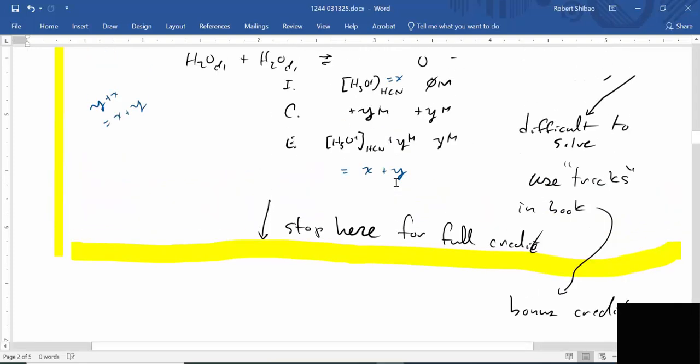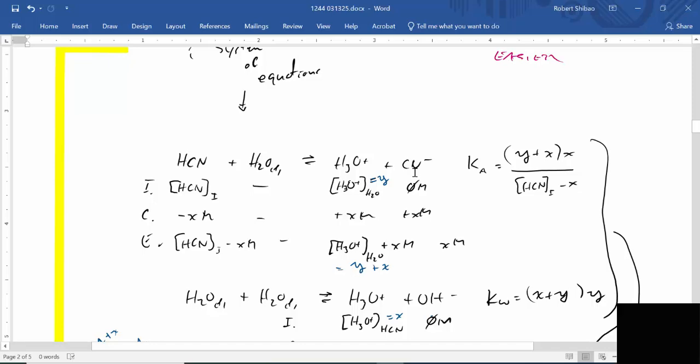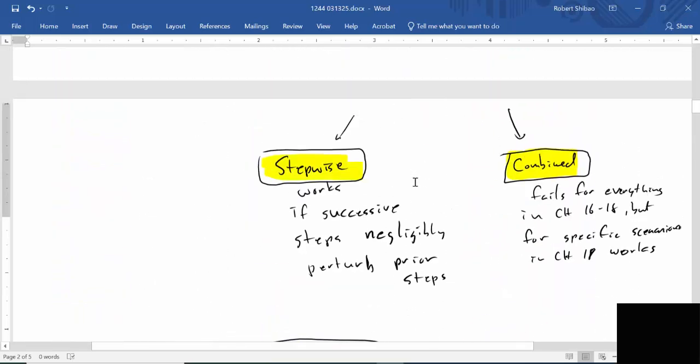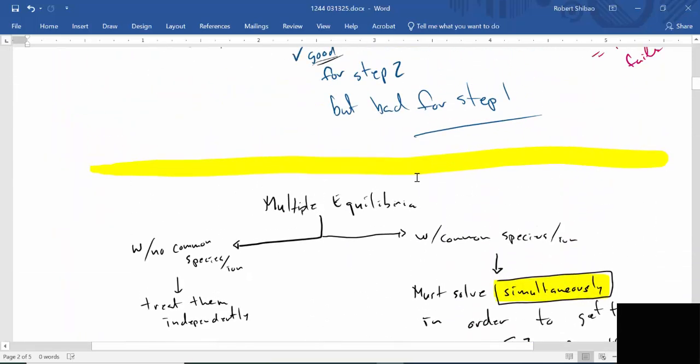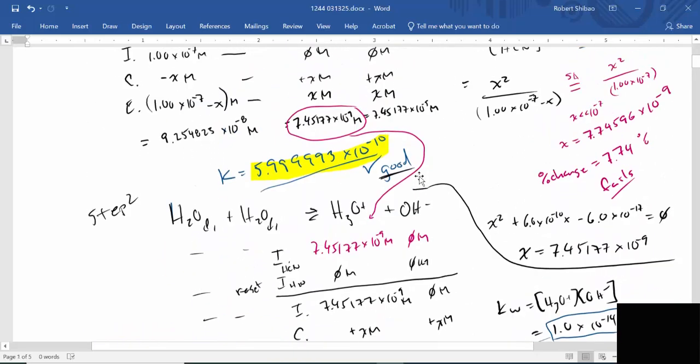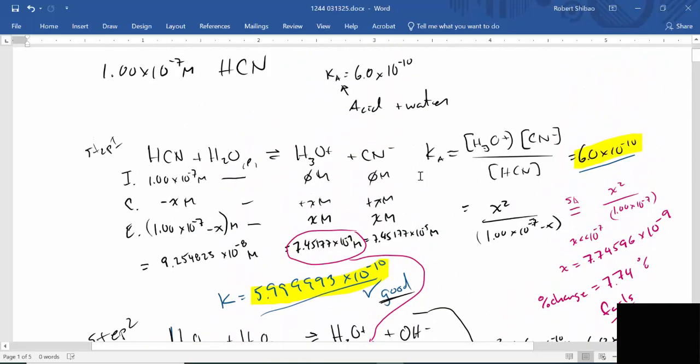The problem is the concentration. So I told you we could do stepwise if it doesn't perturb. If I made this 0.1 molar HCN, rather than making this 10 to the minus 7 molar, which is like 1,000,000 times more concentrated, then step 2 does not perturb it. Step 2 is going to add a little bit of hydronium, but the amount it adds is like a drop in the ocean. Barely anything. So it doesn't perturb it.